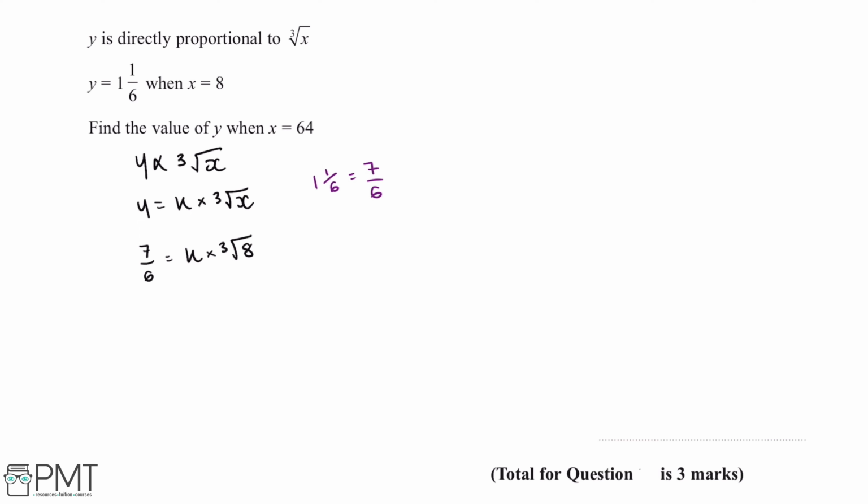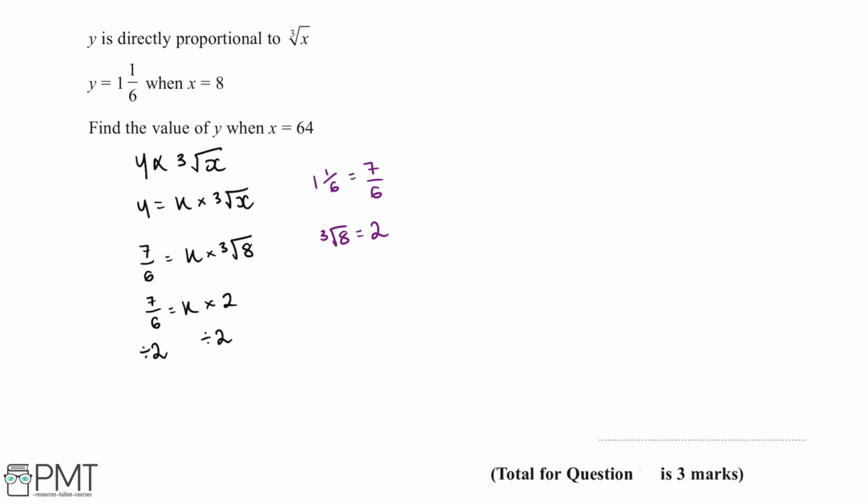So the next thing we need to do is simplify this equation to make k the subject. So the first thing we can do is get rid of this cube root here. The cube root of 8 is equal to 2, and this is because 2 multiplied by 2 multiplied by 2 gives us 8. So we can rewrite this equation as k multiplied by 2. And now the final thing we need to do is divide both sides of this equation by 2. And this will make k the subject of this equation.